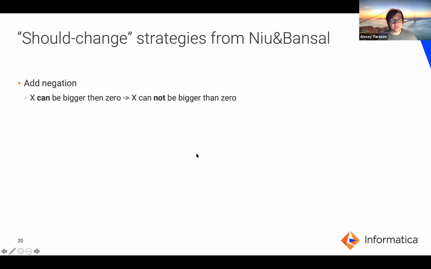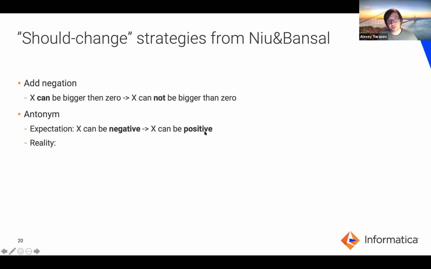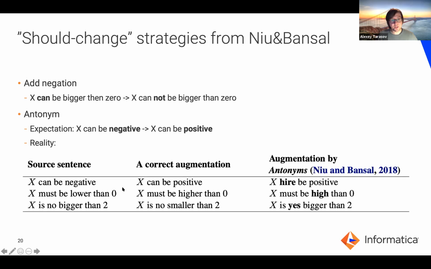Pretty simple. And say, if you have something like "x can be bigger than 0", we go from left to right, we find "can", "not" is not there, we can see it in the dependency graph easily. We just throw this "not" in, fine. This is our negated sentence, completely reversed meaning. With antonym, something like this, "x can be negative", so we find "negative", we replace it with an antonym "positive", should be easy enough. But in reality, it doesn't work that well.